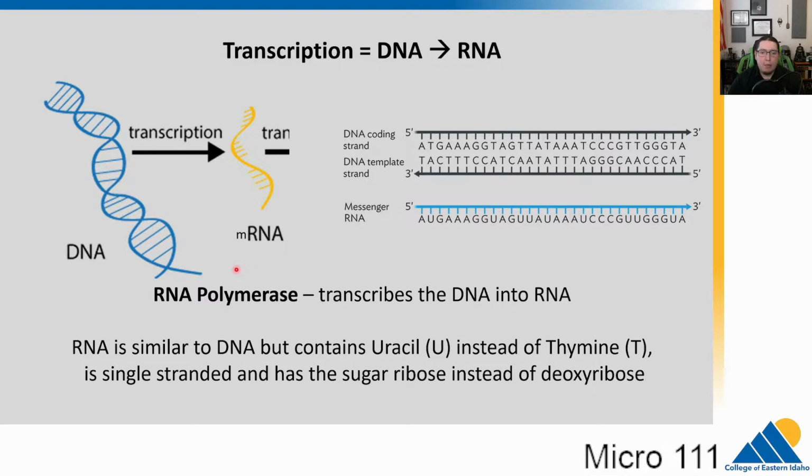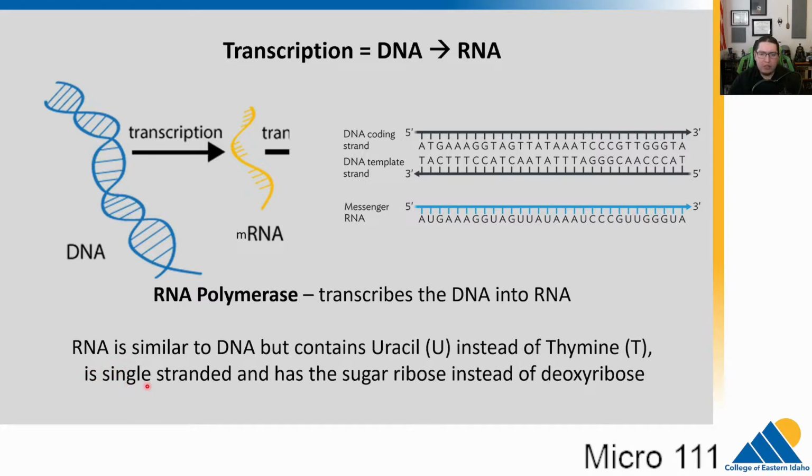The enzyme that transcribes DNA into RNA is called RNA polymerase. And RNA is very similar to DNA, if you remember, but instead of T, RNA has uracil in it, this U. Don't ask me why. It's evolution. It doesn't have to be clean or make a lot of sense.